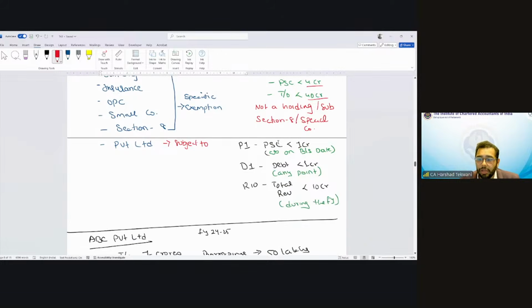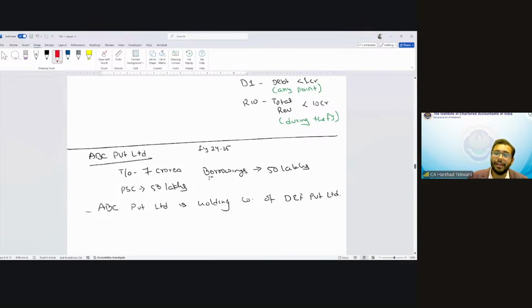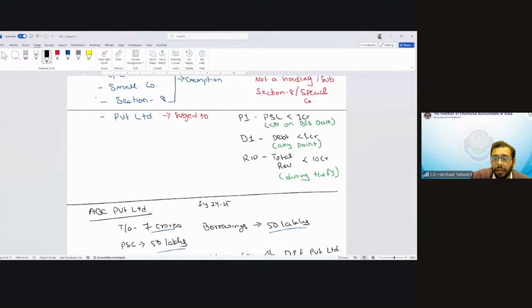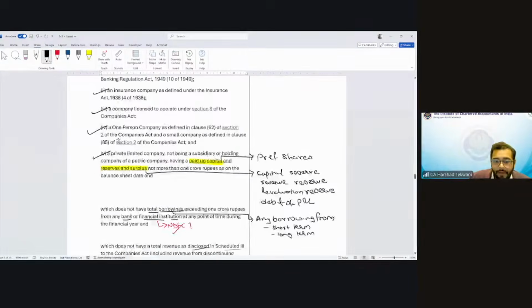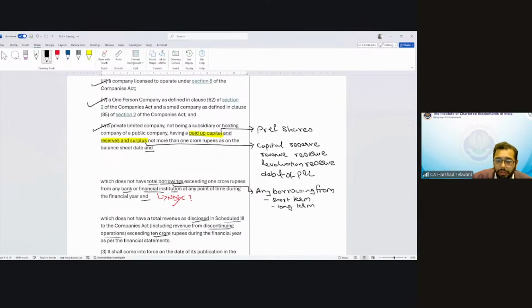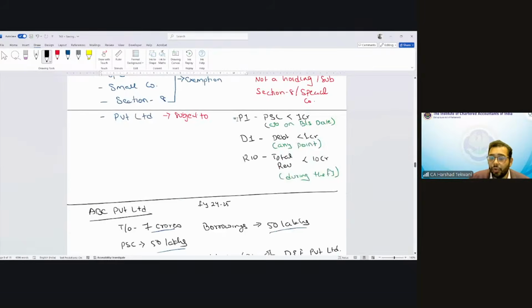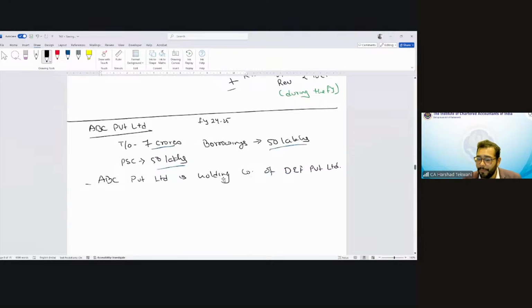Okay. So here it will not be counted as a small company, but still the private limited company exemption will be applicable because turnover is less than 10, borrowings less than 1, and paid up share capital less than 1. So P1, D1, R10 is still applicable. So CARO is not applicable in this scenario. And remember the conditions given in the clause itself talk about 'and'. That means you have to satisfy all three conditions to claim this exemption. It is not either paid up share capital, either debt or revenue. No, all the three conditions should be satisfied. Clear? Not a small company, but private limited exemption available.